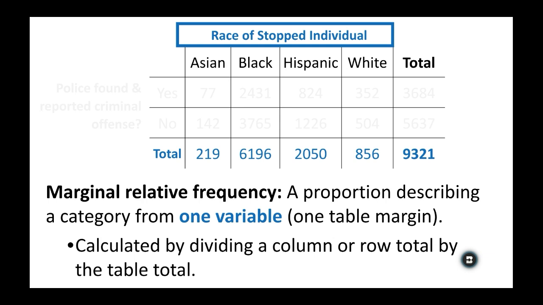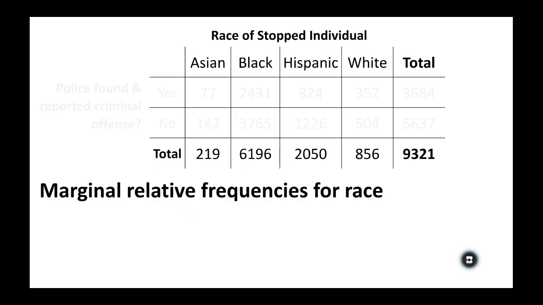The marginal relative frequency focuses on just one of these margins or one of these variables, and it's calculated by dividing a column or row total by the table total. Let's break down how it works. To see the racial distribution of who was stopped, regardless of whether or not criminal activity was found, we can find the marginal relative frequencies for race.